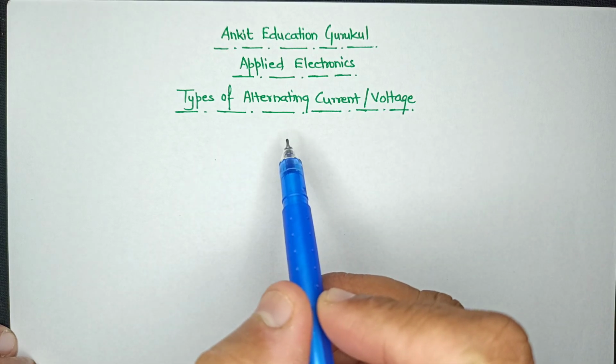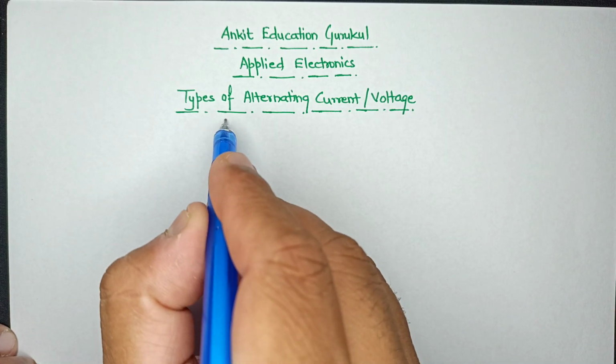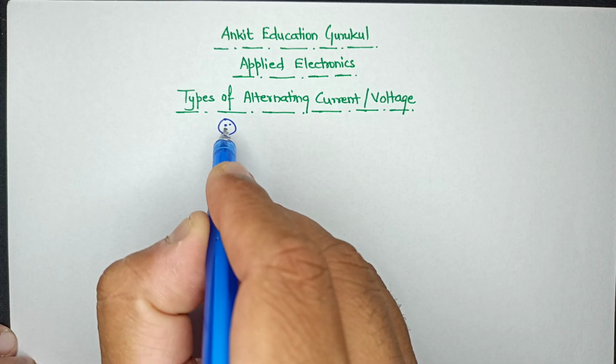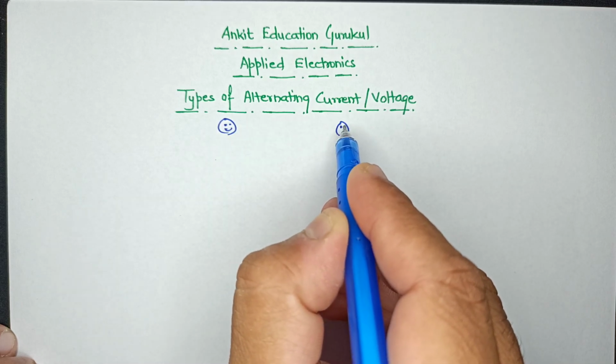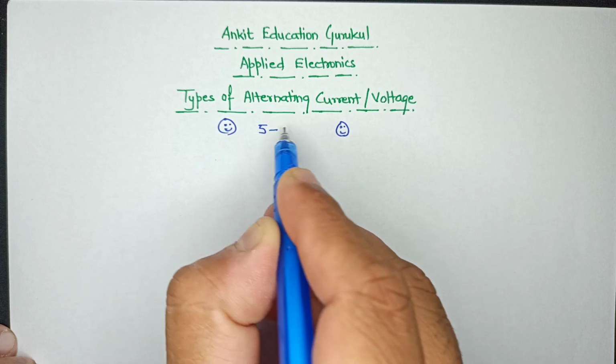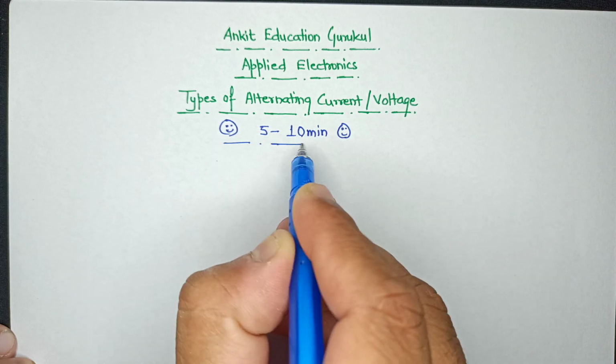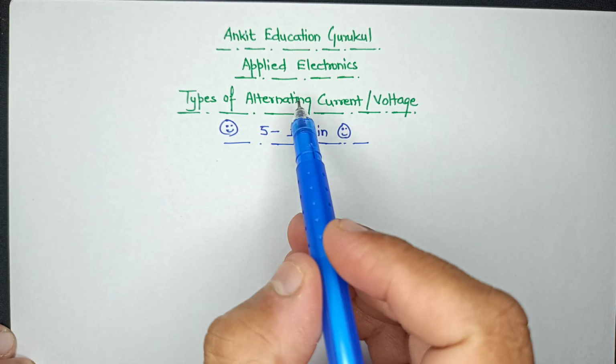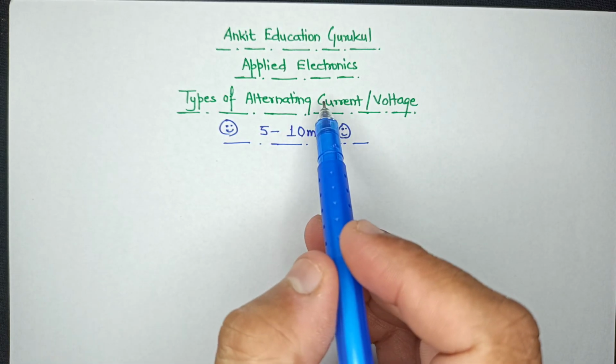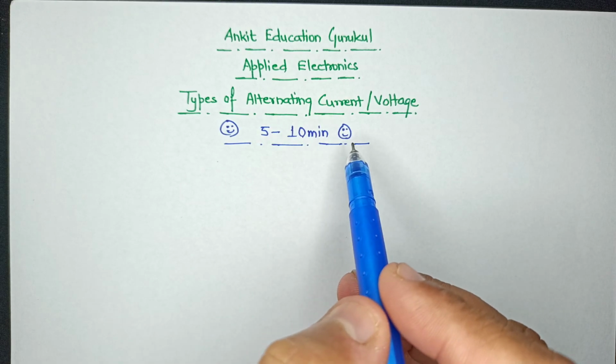Hey everyone, welcome to today's video, and in this video we are going to learn about the types of alternating current and voltages in the next 5 to 10 minutes. So this video is going to be really interesting and highly helpful for people who want to study applied electronics and the engineering part.